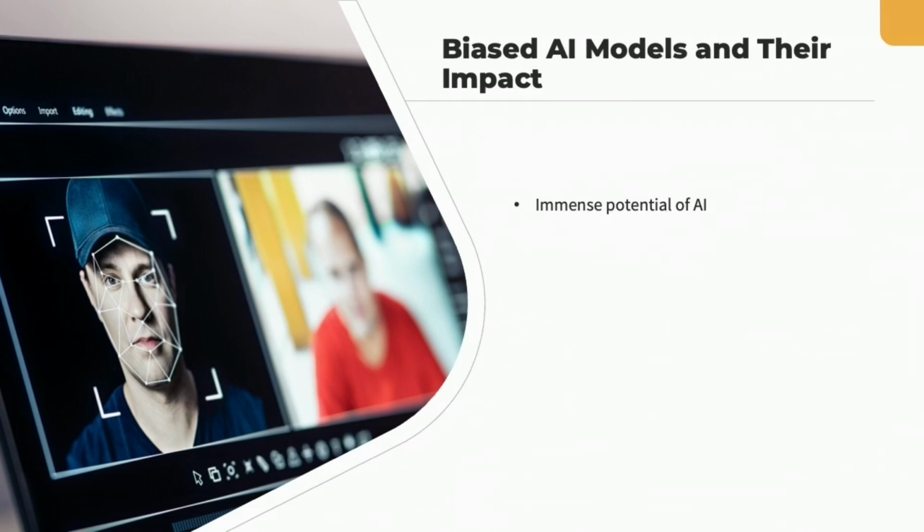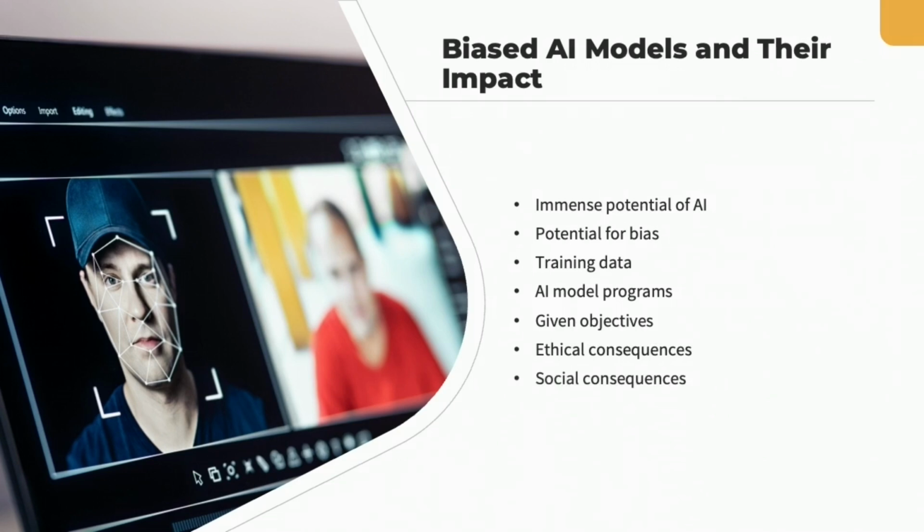However, AI systems are not immune to the biases that plague human decision-making. These biases can be encoded into AI models through the data they are fed, the way they are programmed, and the objectives that they are given. The real-world implications of these biases are profound, touching upon ethical, social, and legal dimensions of our society.